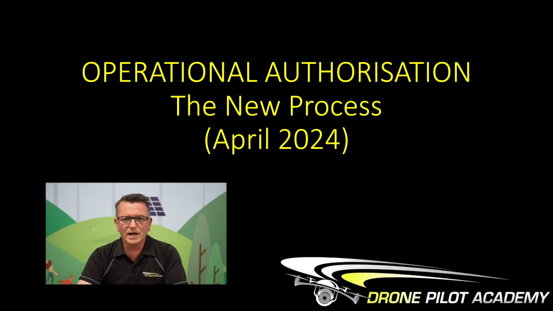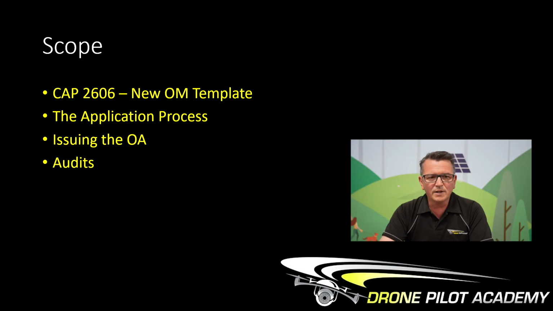Okay, so let's look at the new process for applying for an operational authorization. So the scope is we're going to look at the new publication from the CAA, which is called Civil Aviation Publication 2606, and this has the new operations manual template in there. It also has guidance on how to keep your maintenance logs, flight records, etc. We're going to look at the application process itself and the new easy way to apply for an operational authorization, the subsequent issuing of the operational authorization, and then the audits as well.